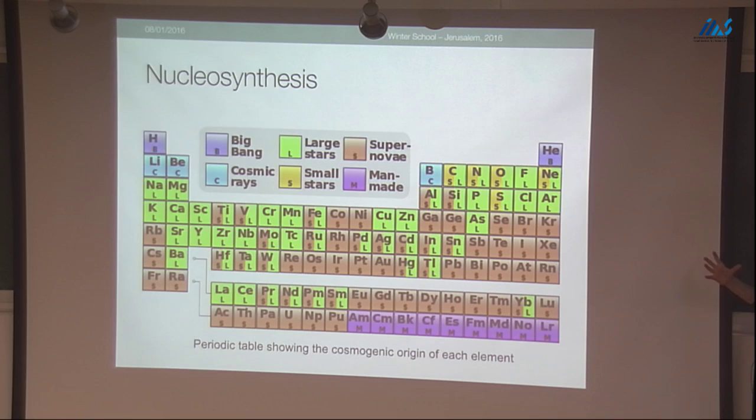Small and larger is just the size of the star. So for small, I mean G, F, K sort of stars. Supernova basically means that it is during the supernova explosion that you create this material, because the shock, for instance, is very intense and the temperature is very high, and so in that moment in time you're creating some high Z elements. On the contrary, in the case of a large star and a small star, I'm talking about what is being produced in the core of the star through fusion.